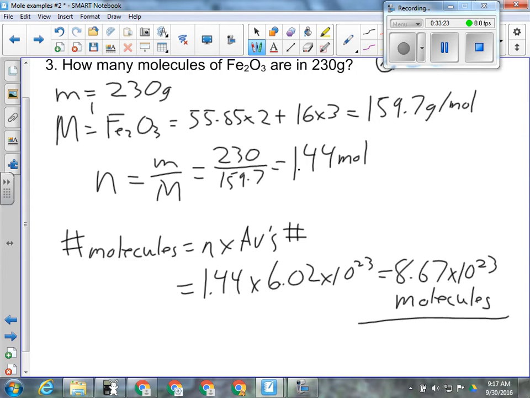All right, so 1 mark for givens, 1 mark for calculating the number of moles, 1 mark for plugging in the numbers here for Avogadro's number, and 1 mark for the final answer. So that would be a 4-mark question. Okay, anybody still need that one?